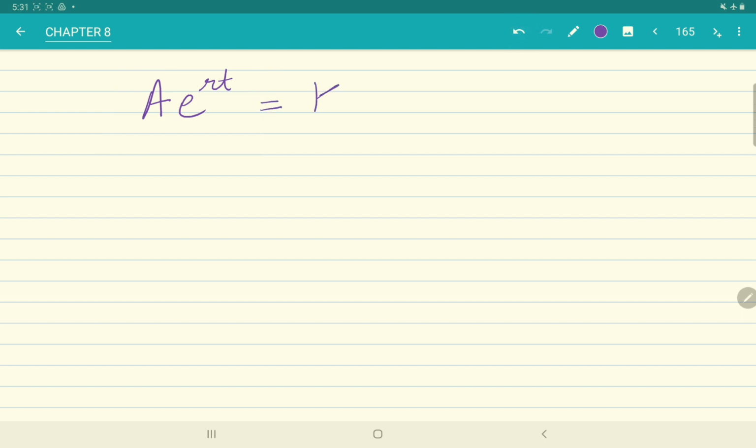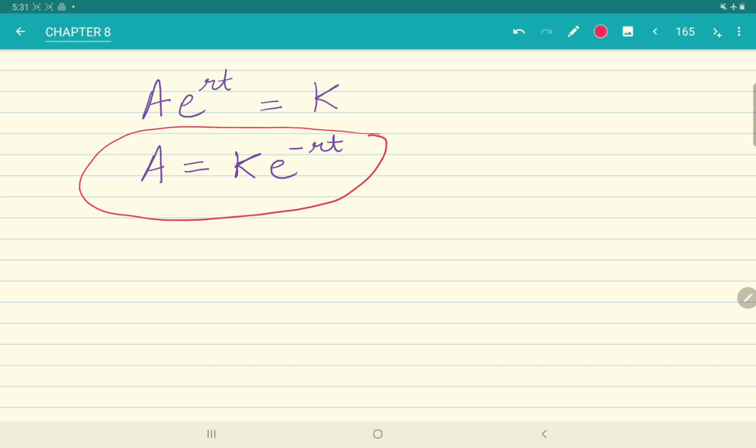Now this should be equal to capital K. And again, here A is the present value that I'm concerned about, the present value of the amount K when the interest rate is P% per year. But please keep in mind that the interest is compounded continuously. So here A is equal to K e raised to the power minus RT. This is the present value of the amount K when the interest is compounded continuously.